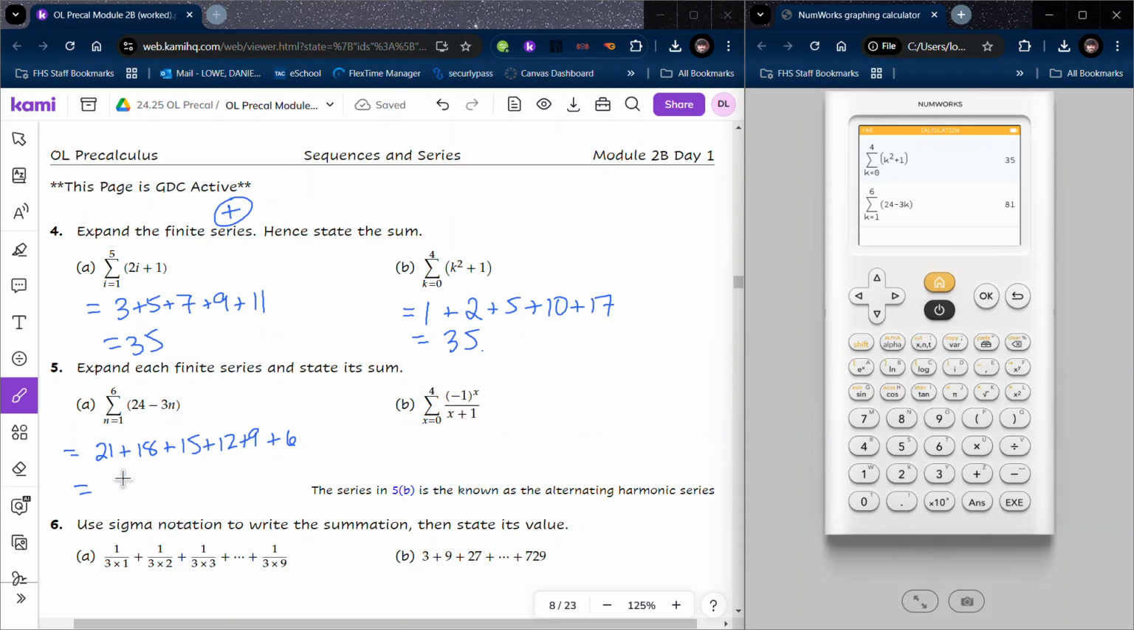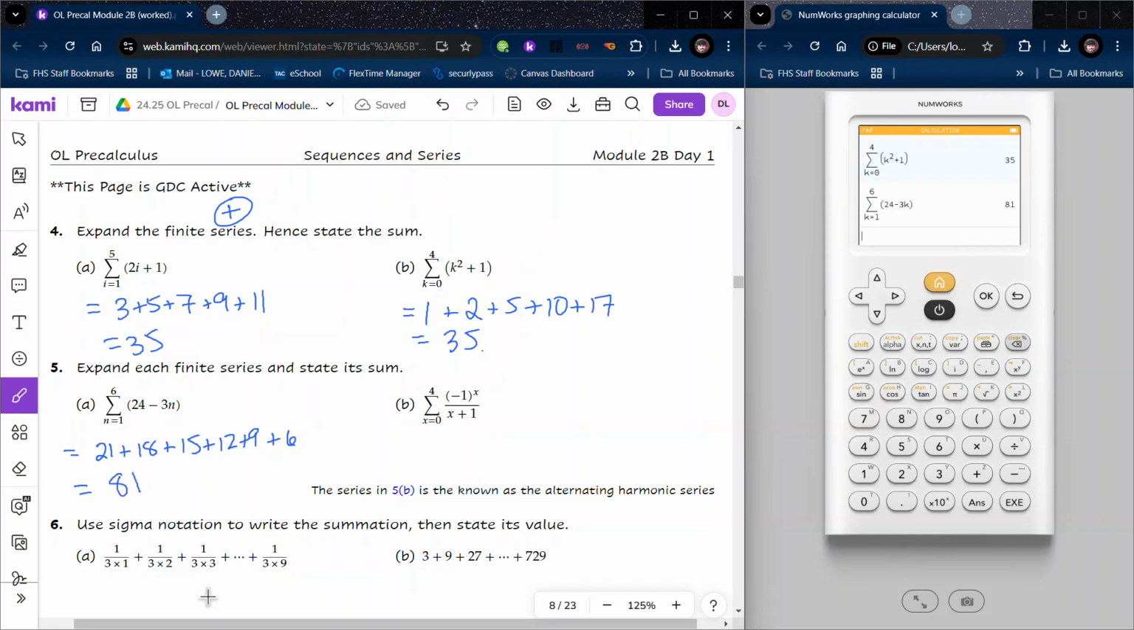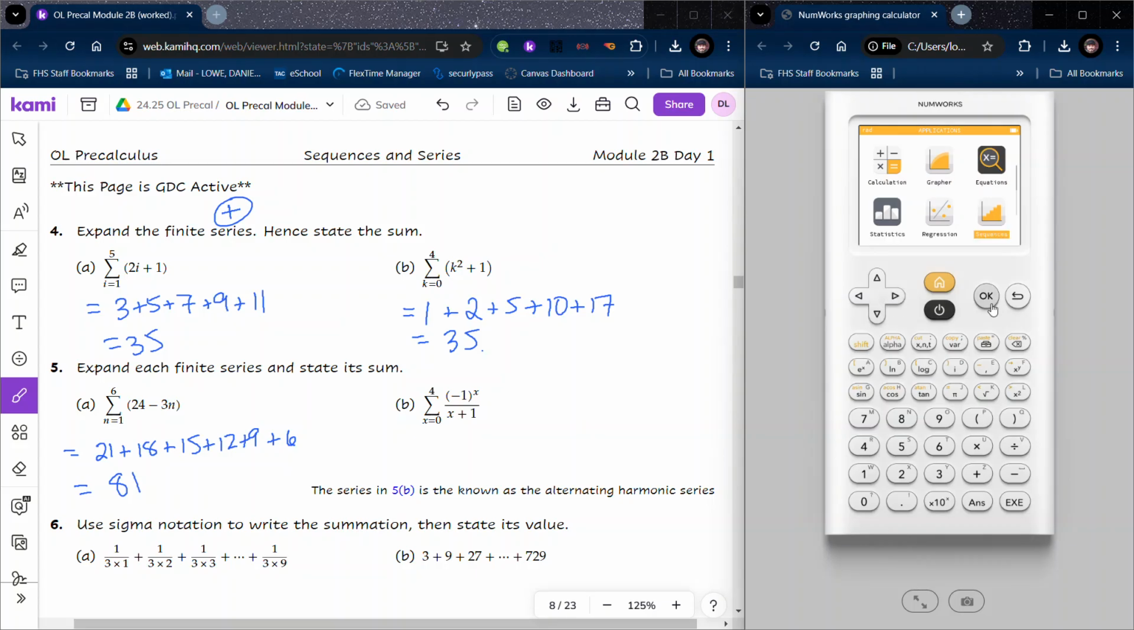And that summation happens to be 81. Okay. Then for number 4, we should recognize that we're going to get the same issue that we're starting at x equal to 0, but that's okay. We know what to do for that situation.